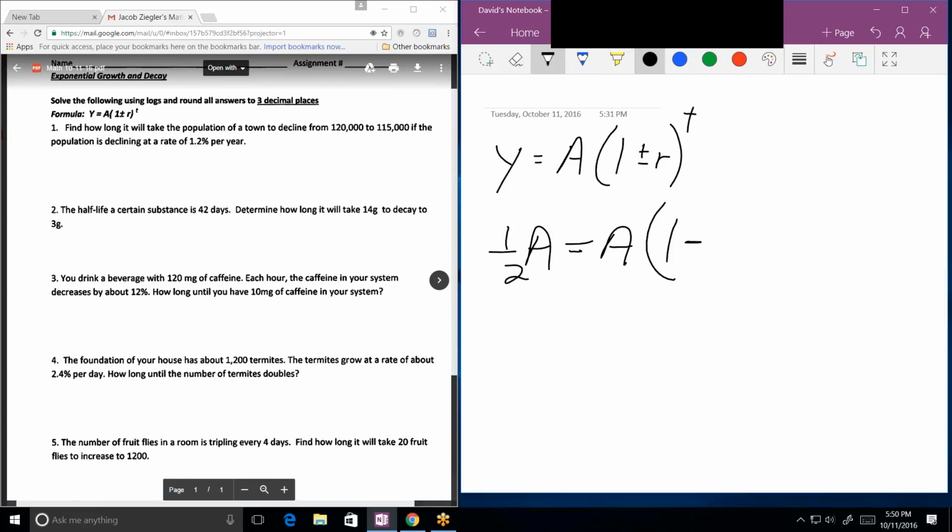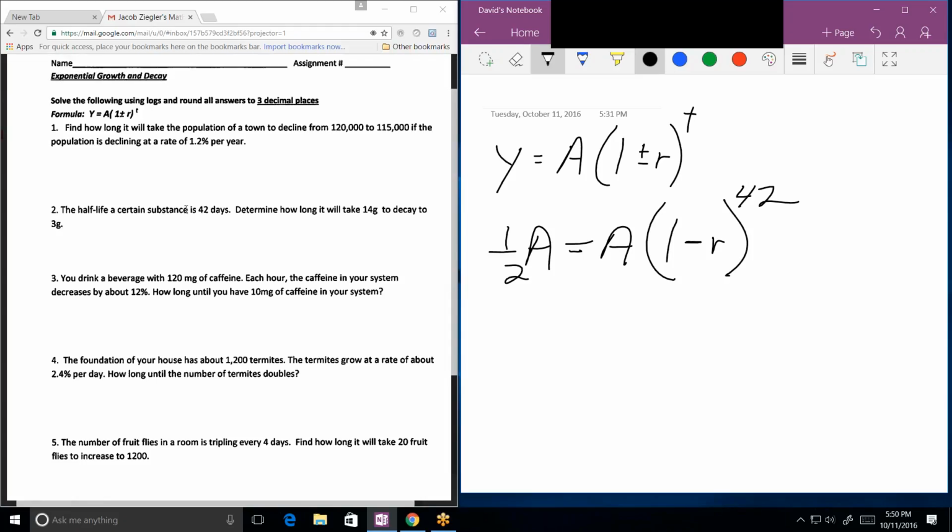Do we know what its rate is? No. But we do know what the time is, 42, right? Mm-hmm. In other words, that's what that first sentence translates to: the initial amount in 42 days becomes half of its original amount. And now notice that this actually is relatively easy to solve. I can divide both sides by A, so I get 1/2 equals (1 minus r) to the 42 power.